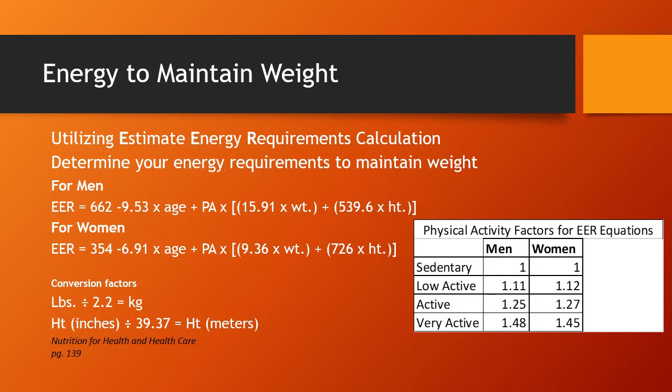We're going to be talking a little bit more about energy and how we can actually maintain our current body weight. We're going to be utilizing something called an estimated energy requirement, which is actually a calculation that's used for both men and women. Now, in our graphic here, you're going to see something called the physical activity factor for the EER equations. And basically what these are different activity levels with a clinically derived value that we're going to be plugging into an equation.